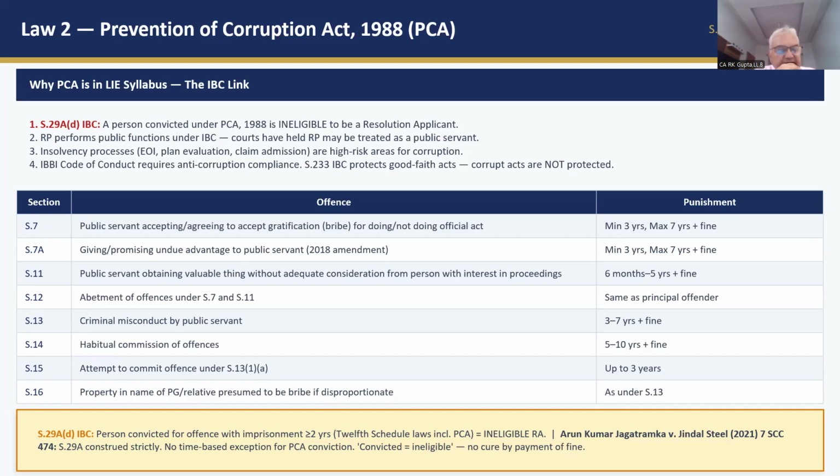As we know, Section 29A also covers this. So Section 29A(d) of IBC says that if the offence is covered under the 12th Schedule, which includes this Prevention of Corruption Act also, then persons convicted for an offence with imprisonment of 2 years or more are ineligible to submit a resolution plan. This Section 29A is to be construed strictly, and there is no time-based exception for Prevention of Corruption Act conviction. Convicted means ineligible. So there is no cure by payment of fine.